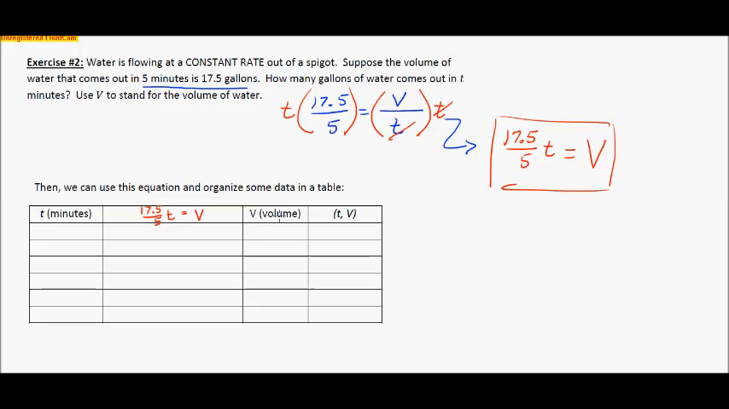Alright, now I'm going to do the same thing that I did before, is I'm going to plug in some values for T. Now again, be smart about it. You have a 5 in the denominator, so don't plug numbers in like 3 or 9. Plug in numbers that are going to cancel with that 5. Well, real easy. Start out with 0 and then just plug in multiples of 5.